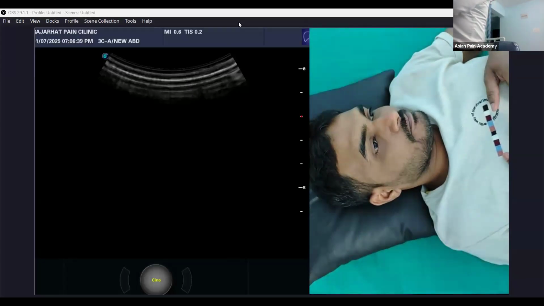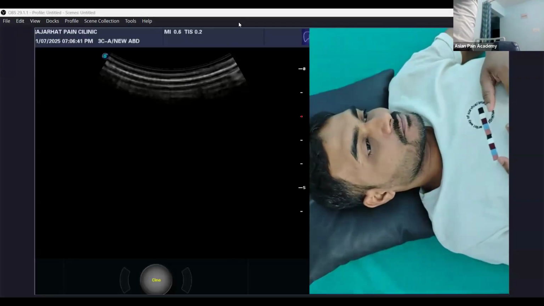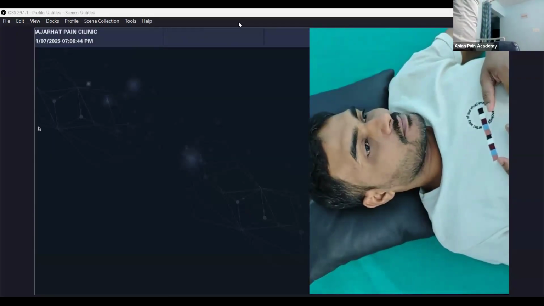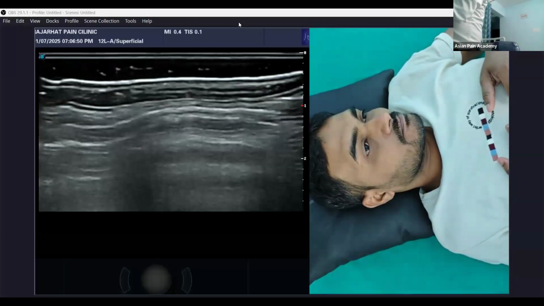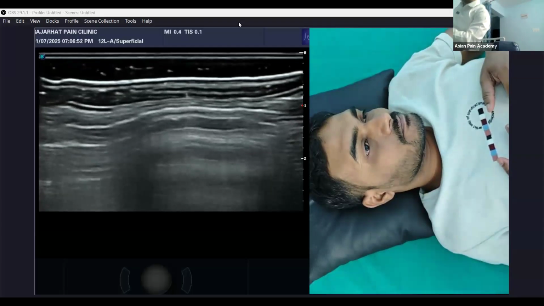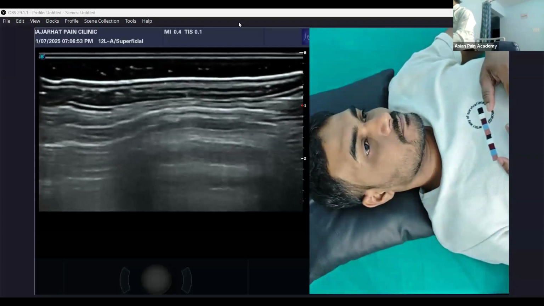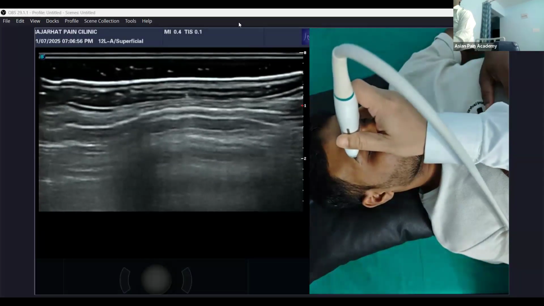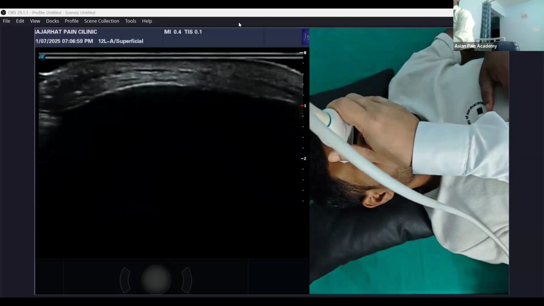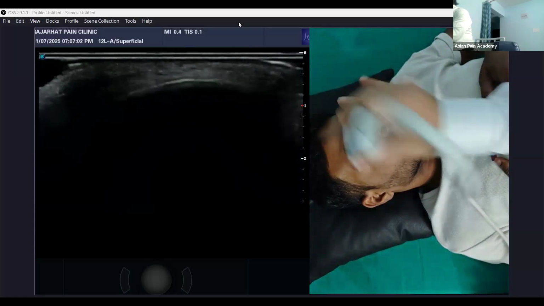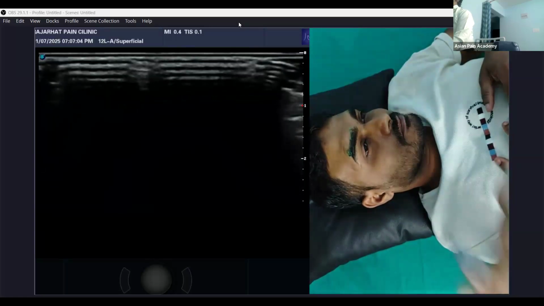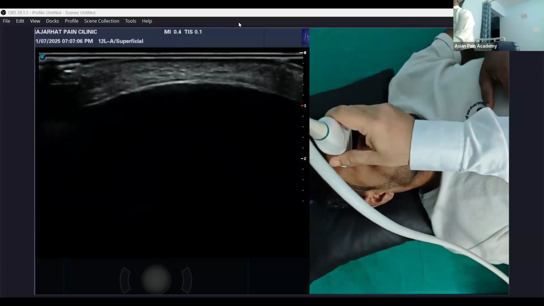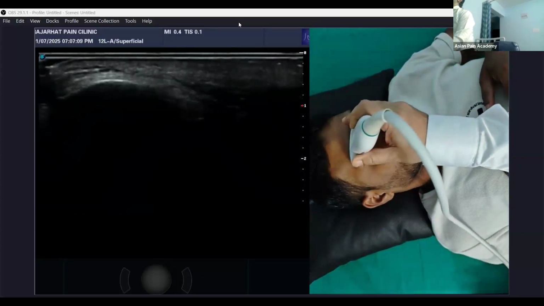I think you saw the supraorbital also at that time. I don't know whether you saw it correctly or not, because my screen was not good. So I'm just showing again. Supraorbital means first I will be on the bone, okay, and then I will rotate like this. So this is on the bone, and I will just come like this.